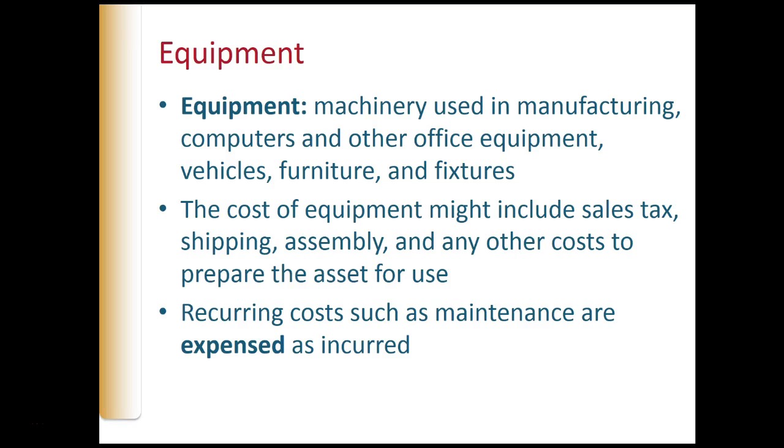But what about the recurring costs related to equipment, such as annual property insurance and property taxes on vehicles? Rather than including recurring costs as part of the cost of the equipment, we do expense them as we incur them.